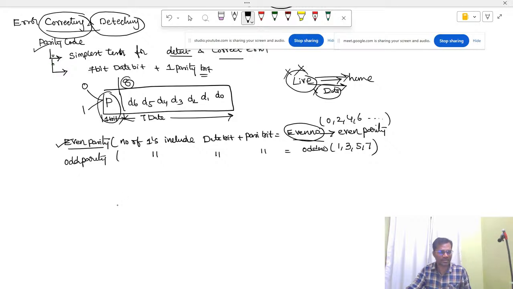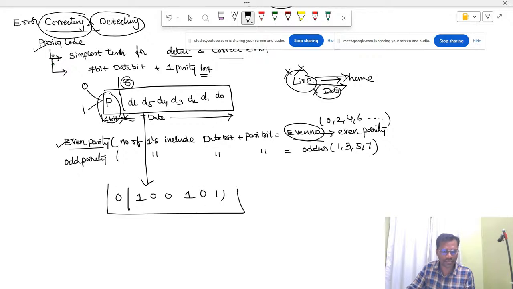Now I will ask you one question. You see here, I have a parity code like this. The first digit is 0, d6 is 1, d5 is 0, d4 is 0, and the next ones are 1 0 1 1. These are data bits d0, d1, d2, d3, d4, d5, d6, and this is the parity bit. How many ones are there here? Can anyone please count and say?